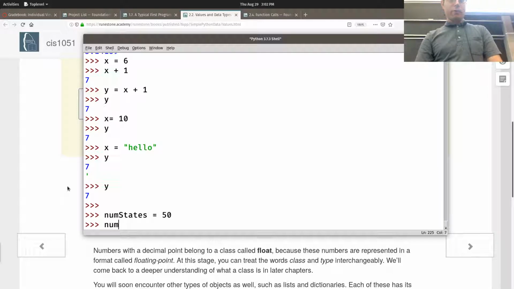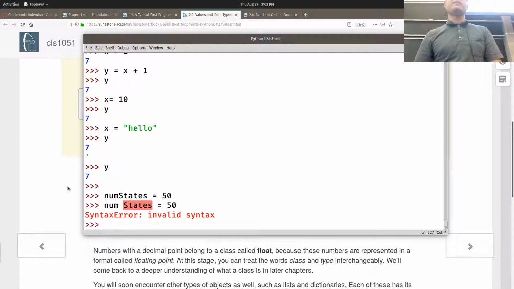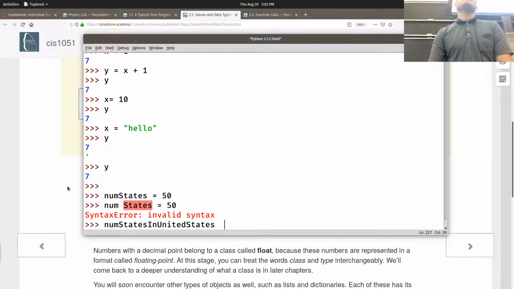Now, variables have to be all one word. So num states equals 50 with a space just won't work. It has to be all one word. If you want a variable to be multiple words, there are two competing conventions. The first is the one I just did, which is camel case, because it has a lot of humps in it. numStatesInUnitedStates, right? This is camel case, where the first letter is lowercase, but when we start a new word, we make the first letter of that word uppercase. It's camel case because it's got a lot of humps created by the capital letters. Make sense to everybody, right? And it results in something that's semi-readable.